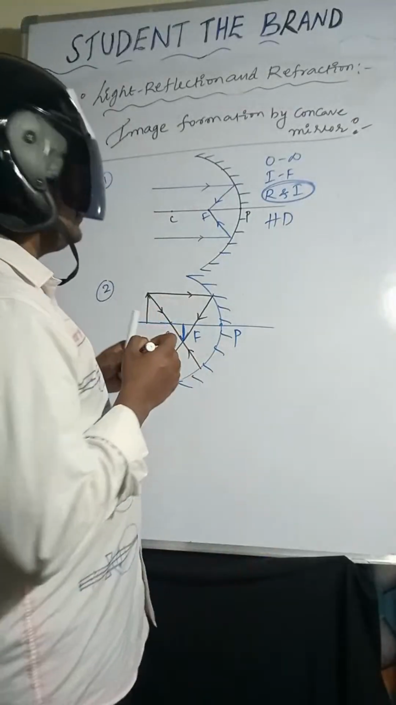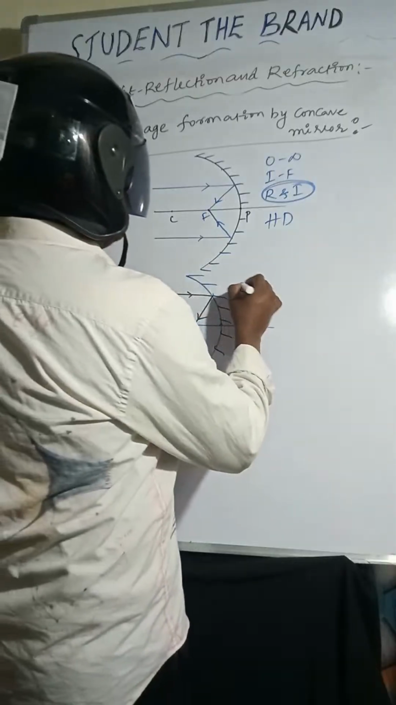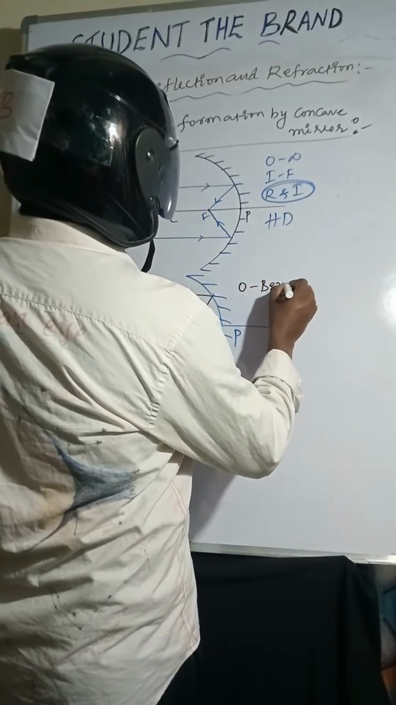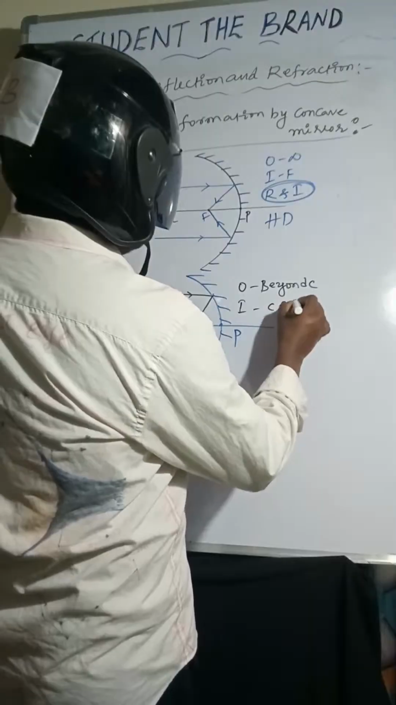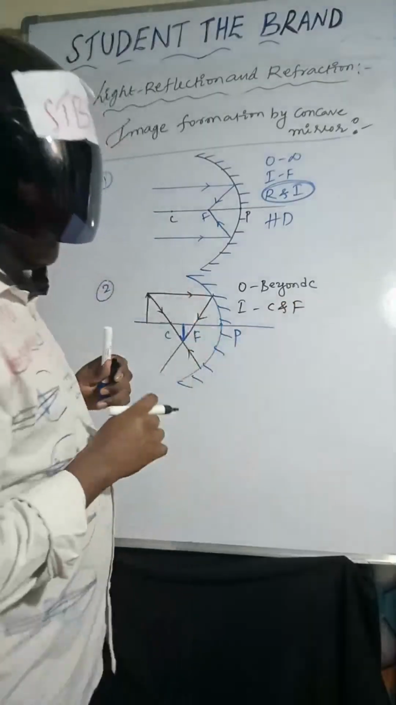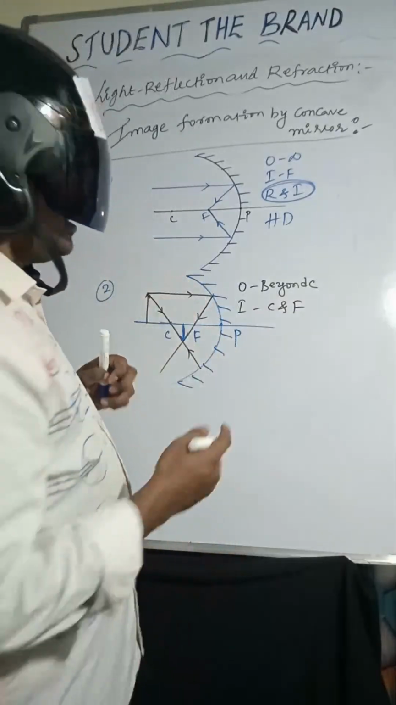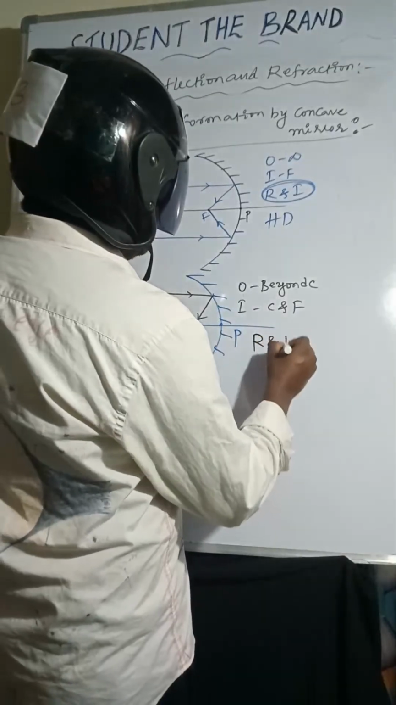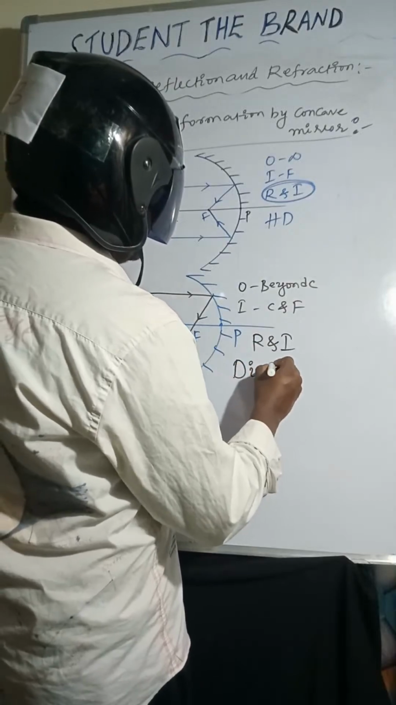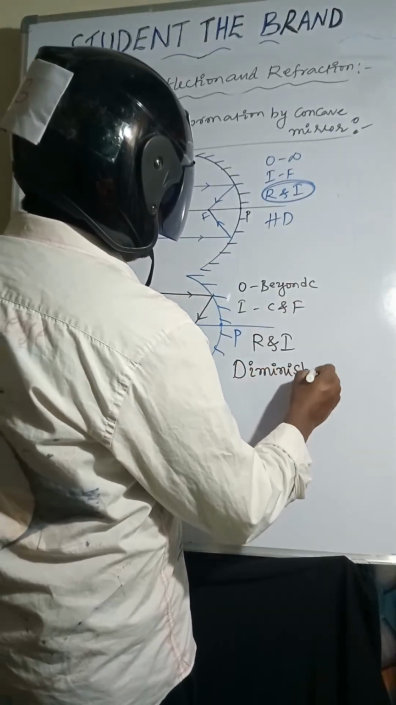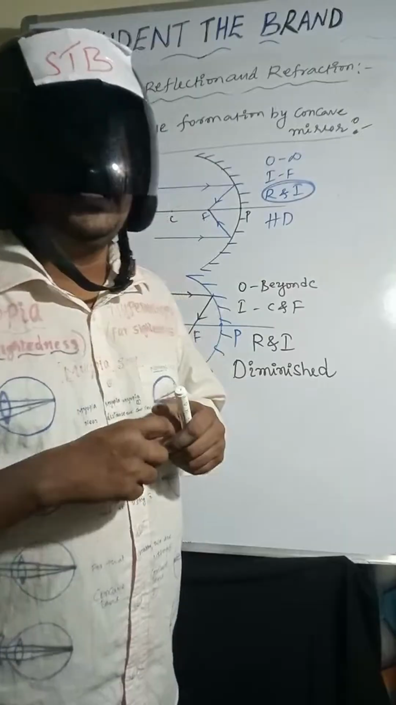Now tell me, where is the object placed? Beyond center of curvature, beyond C, where the image will form between C and F. What is the nature of the image? Real and inverted. Size of the image is diminished; compared to the object, image size is decreased. I hope it is very clear, right?